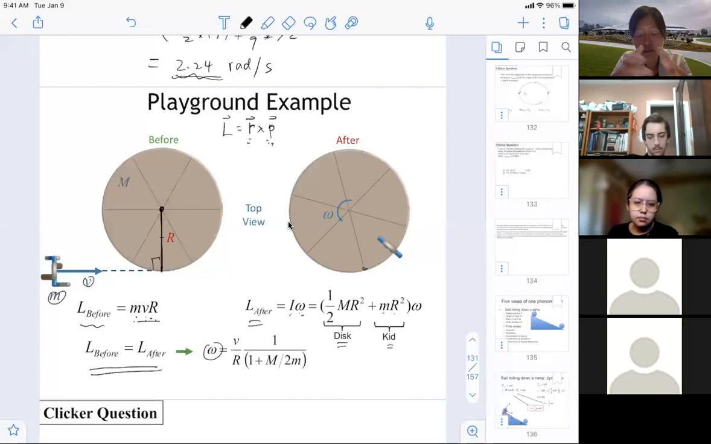And you can even combine these two problems together. You can say, okay, after the person jumps onto the merry-go-round, they will walk toward the center, halfway toward the center, or 1/3 of the way, or whatever distance they walk toward the center. Calculate the new rotational angular velocity of the system. So you can even combine these two types of problems together. And again, they are all the same type of question, right?